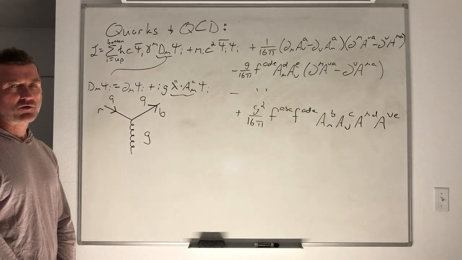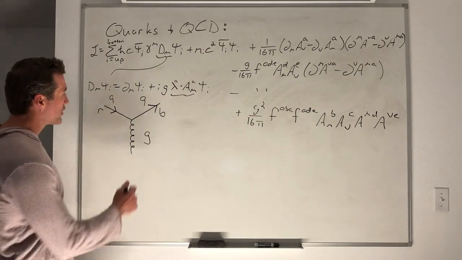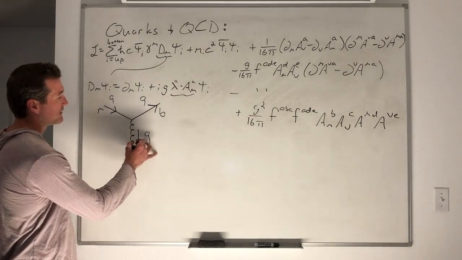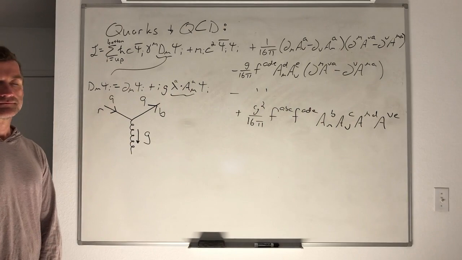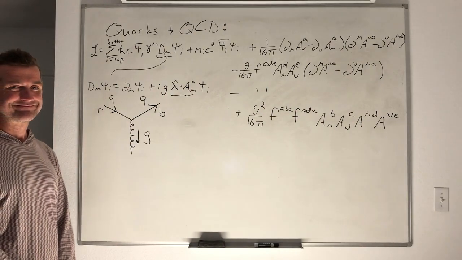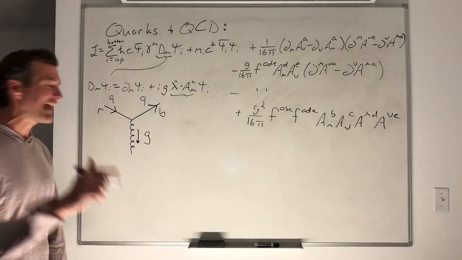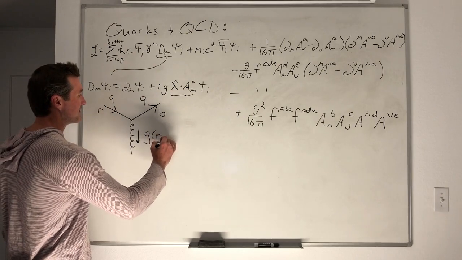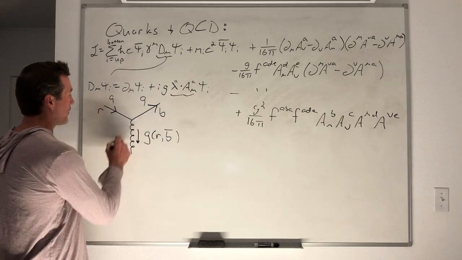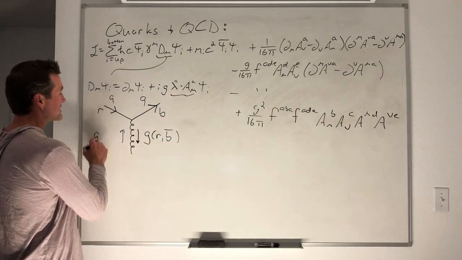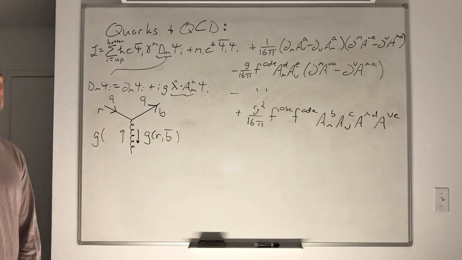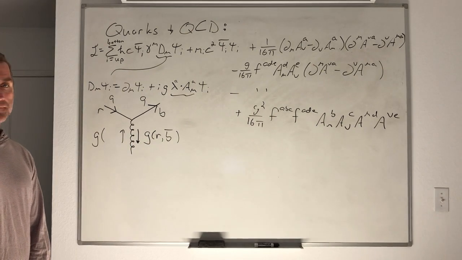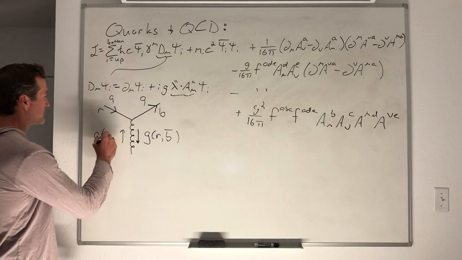What colors does the gluon carry if the gluon is going down? Gabriel. Red and anti-blue? Yes, exactly. What if instead the gluon is going up? Anti-red and blue. Exactly.